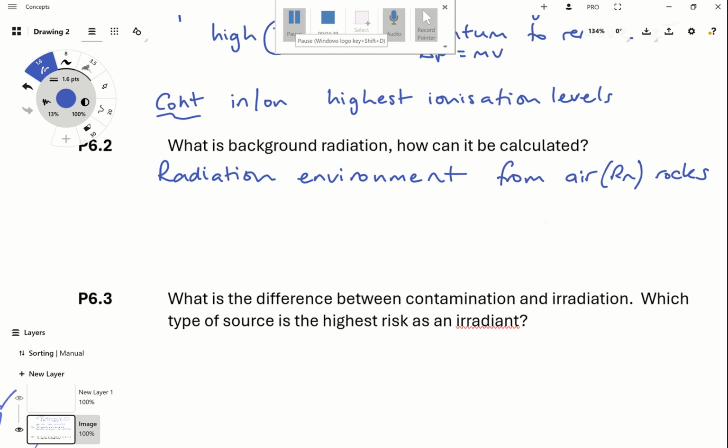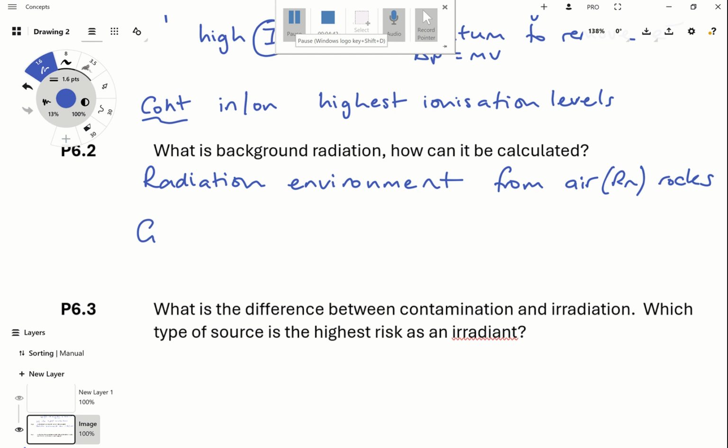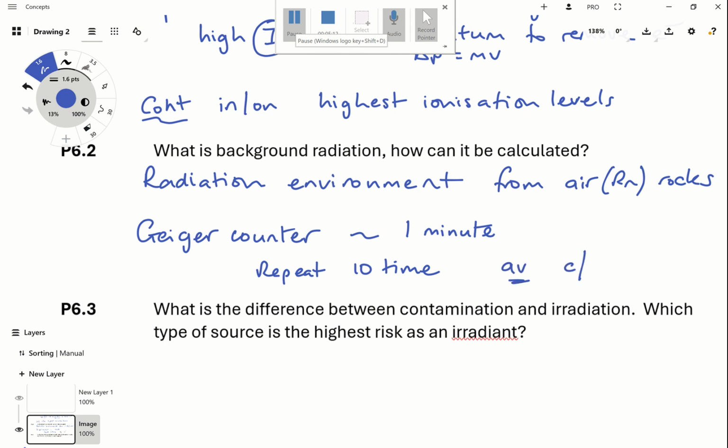And then it says, how can it be calculated? So, well, it's get a Geiger counter. And that's really important. We're then going to just leave this on for 1 minute with no radioactive sources around, so we know other sources. And then if we repeat about 10 times, we'll have the average counts per minute. And if we wanted to, we could do counts per second if you wanted to then divide that by 60.